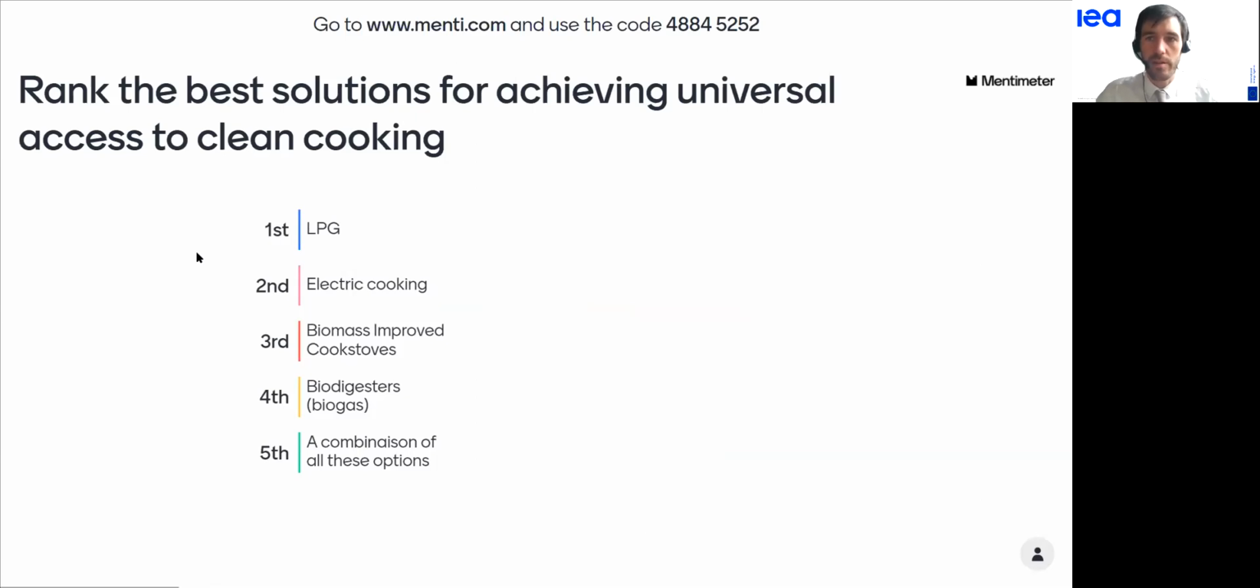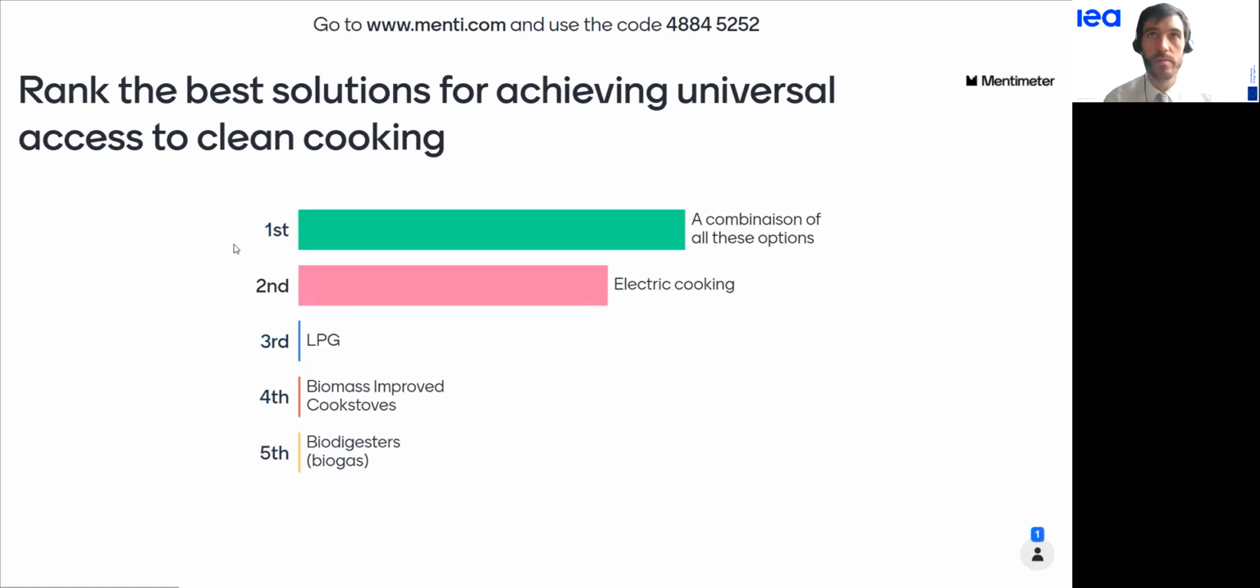So as you know, there are several technologies that enable to cook in a clean way, in a modern way. You have a few of them which are listed here. According to you, what are the best solutions for achieving universal access to clean cooking? And you are proposed to rank all those solutions, knowing that you can of course answer with your specific national context, even though as we know the answer will depend on the specific country, on its resources, and on the way people cook, of course.